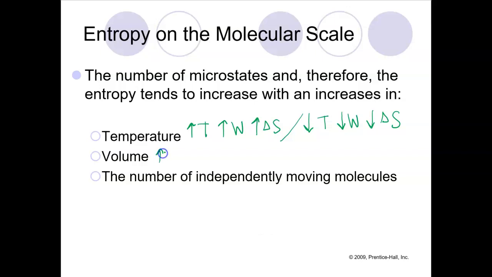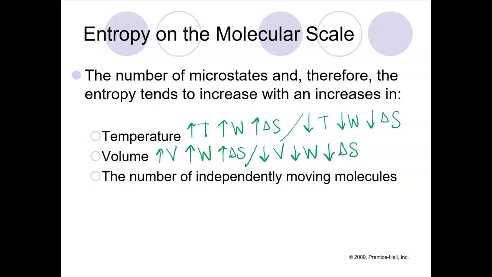So if I increase the volume, aren't there going to be more locations for those molecules to be? So there's more different arrangements. So if I increase the volume, I'm going to have an increase in microstates, which I know means an increase in delta S. So if I decrease the volume, there's fewer spots for the molecules to go. So there's fewer microstates and less disorder.